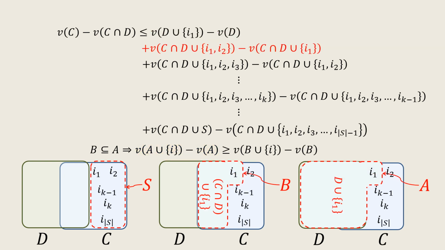Now I repeat the same thing with these two terms here. So this is the marginal contribution of agent I2 to this set here, C intersection D union I1, and I'll replace it with V of D union I1 I2 minus V(D union I1), which is the marginal contribution of I2 to D union I1. And clearly this less than or equal to holds. And I'll keep repeating the process.